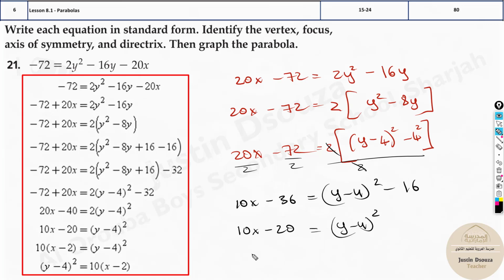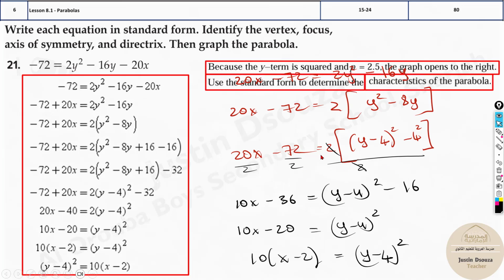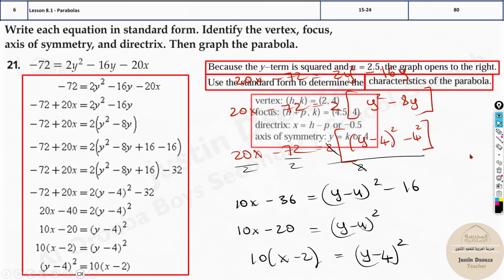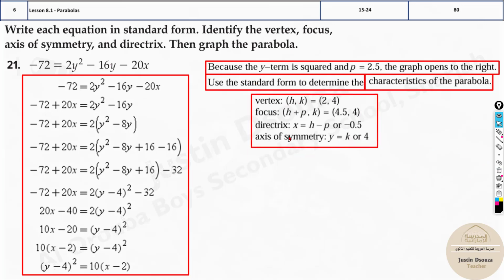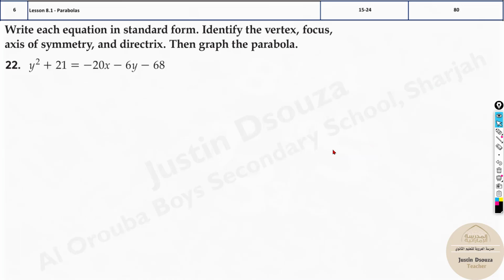And now take 10 common out. It will be 10 into x minus 2 is equal to y minus 4 the whole square. This is how we can solve this. So these are all the different ways of getting into standard form. I would personally do this method. Just divide both sides by 2. It'll be easier. And then you can easily find the vertex, foci, directrix, and the graph.